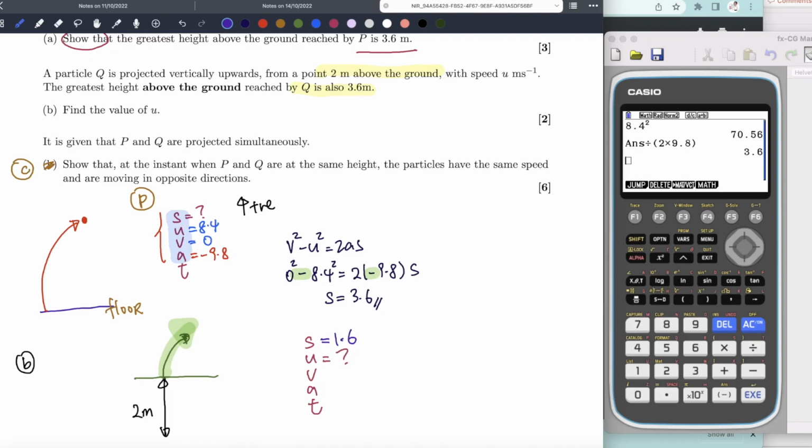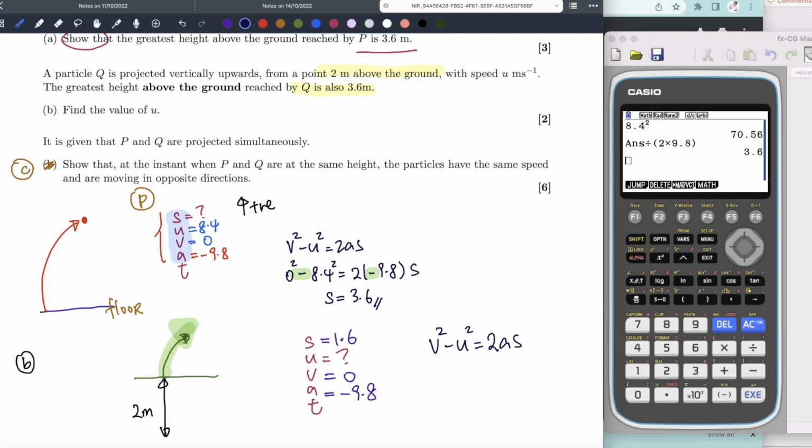What else do we know? Because it's the greatest height, V equals 0. Greatest height, V equals 0. Just like the last question, acceleration is minus 9.8. So we've got a different equation, but the solution is U equals something else. What does U equal? We will find it out by using V squared minus U squared equals 2AS.